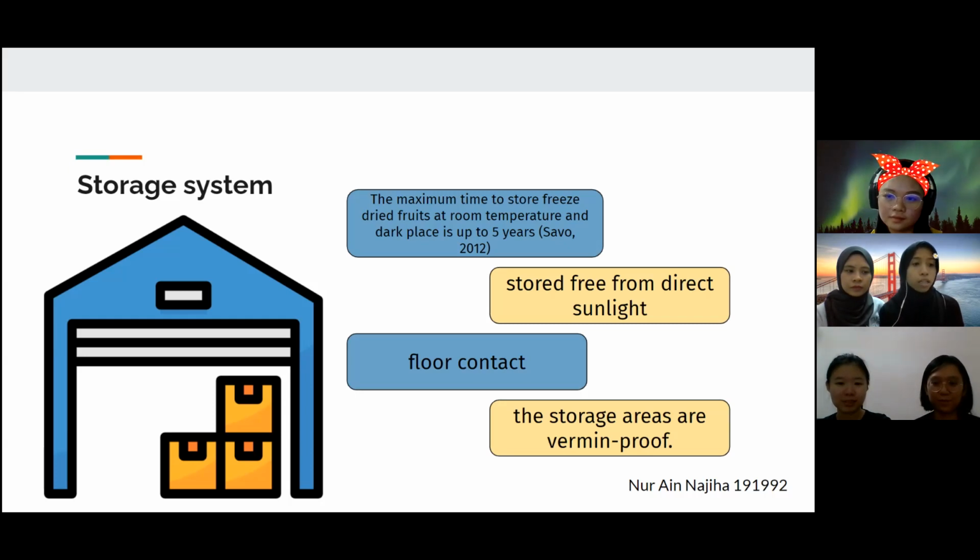So therefore the storage devices are dark in pitch and use electricity if needed. Another consideration to assist in food storage is floor contact. A few inches off the ground, the product is best stored to reduce condensation and to facilitate cleaning. The possibility of harboring rodents is reduced because there are insufficient hiding spaces. And for pest control, the storage areas are vermin-proof. That means doors and windows are screened to prohibit pests from entering the storage areas. Next.